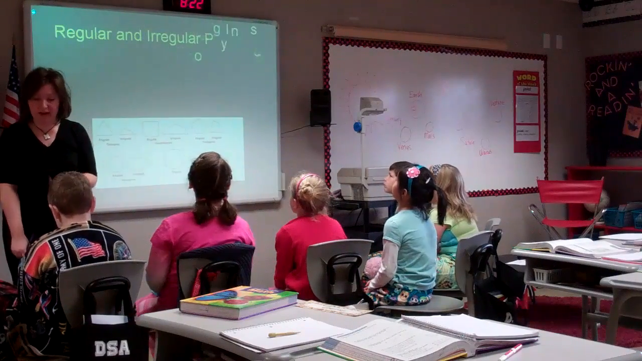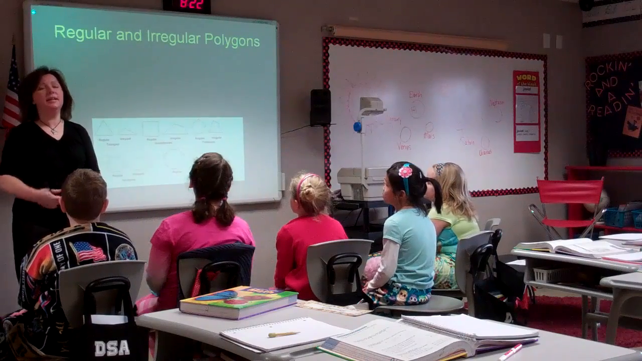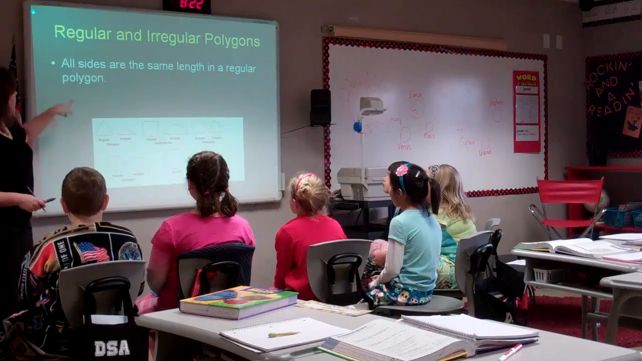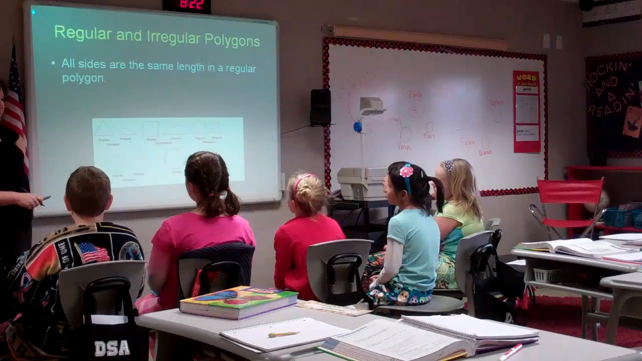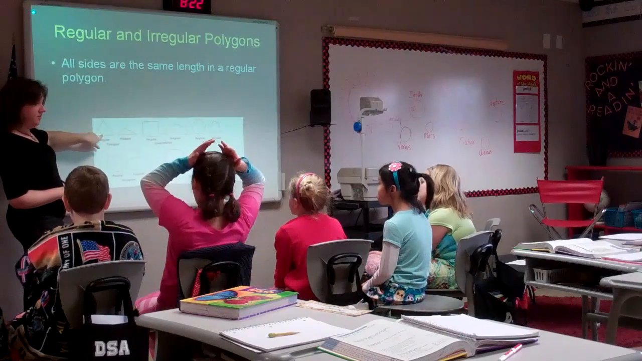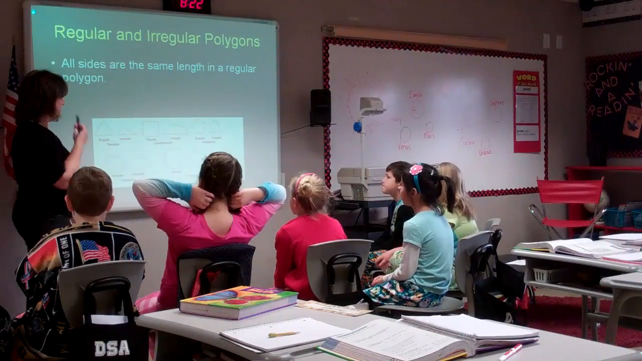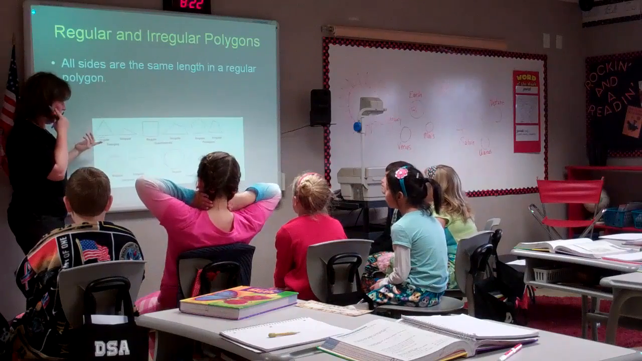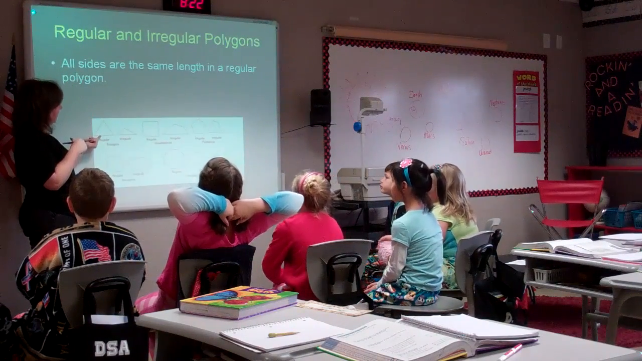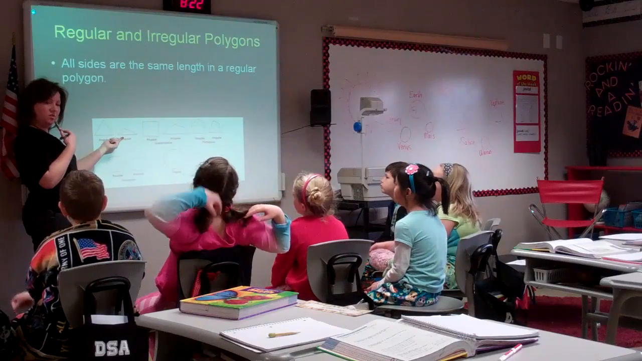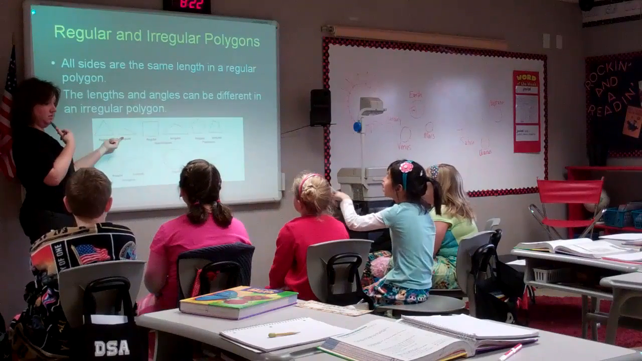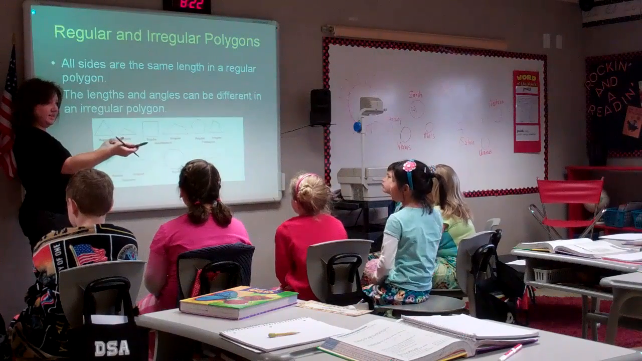Some polygons can be regular and some polygons can be irregular. What is the difference, and what makes a polygon regular? All sides are the same length in a regular polygon. So, are all sides the same length here? So that would be a regular polygon. It's a triangle, right? And it has a special name. Well, this is a triangle, and that's irregular because each side is a different length.